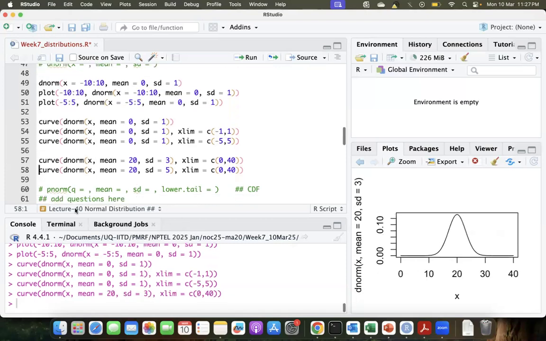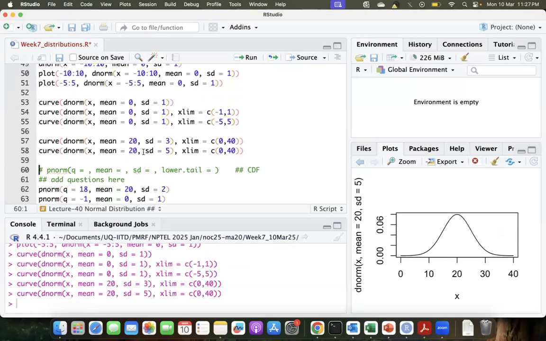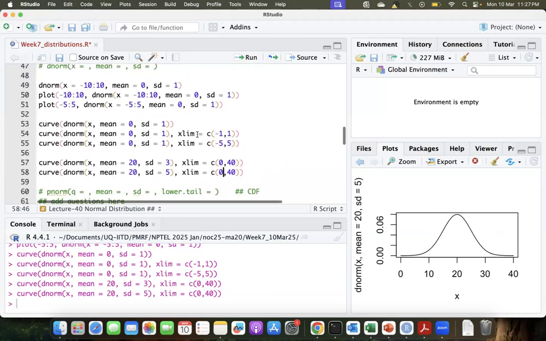And of course, you can take more cases, different values of mean, different values of standard deviation. So you see here, the standard deviation was 3, mean was 20. So it looks like a really thin graph. At 10 and 30, it has already tapered. But when I'm increasing the standard deviation to 5, it looks broader now. Anyway, so that's the d-norm function.